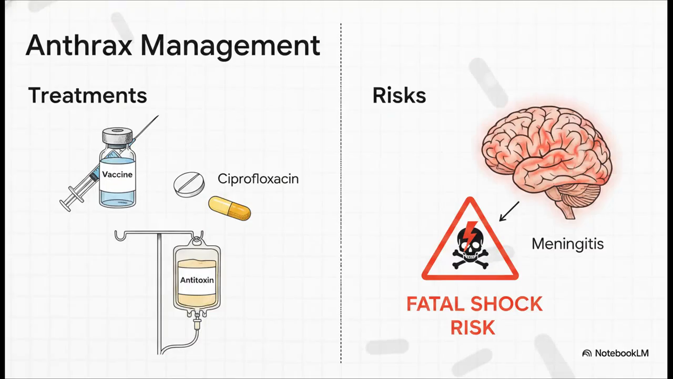So the crucial point is how aggressively we manage this. If exposed, we hit it immediately with the vaccine and prophylactic antibiotics. We're talking ciprofloxacin or doxycycline, and you have to take them for a full 60 days because the spores can just lay dormant in your lungs. For severe cases, we add the antitoxin. The complications of untreated inhalational anthrax are grim: meningitis, profound hemorrhagic shock, and almost certain death.